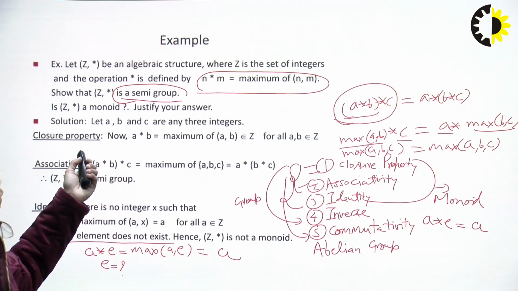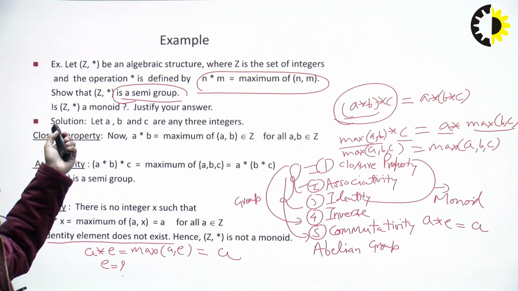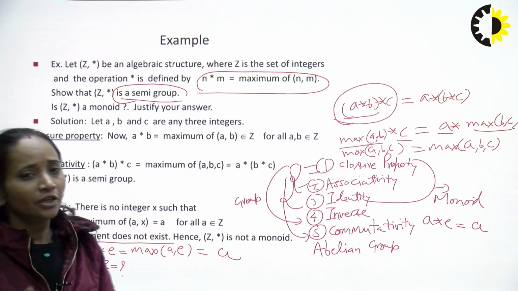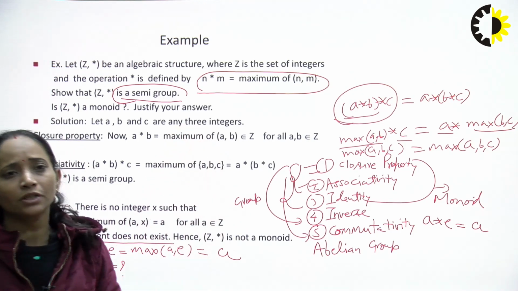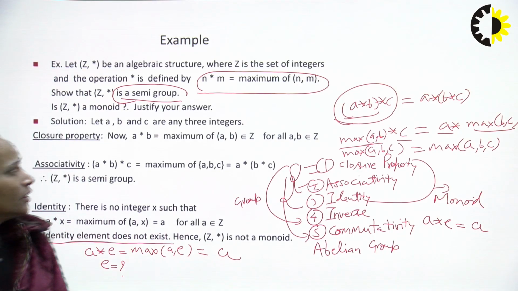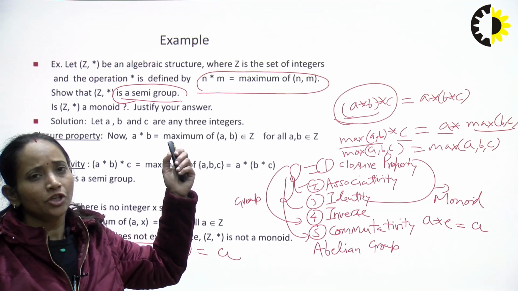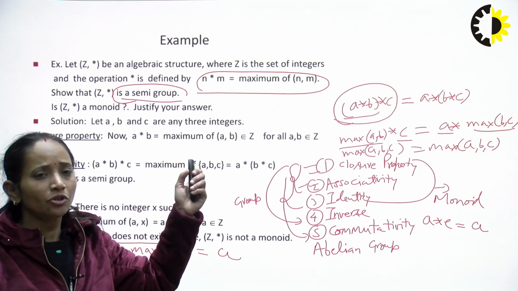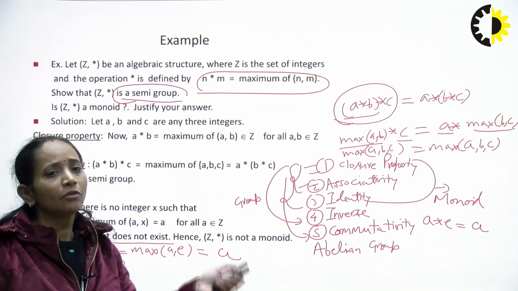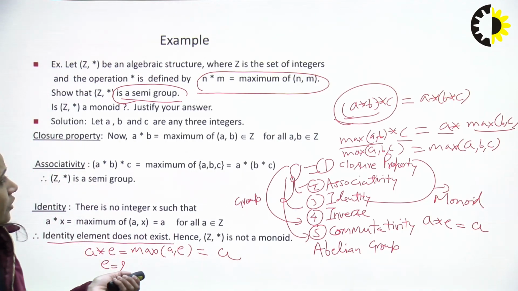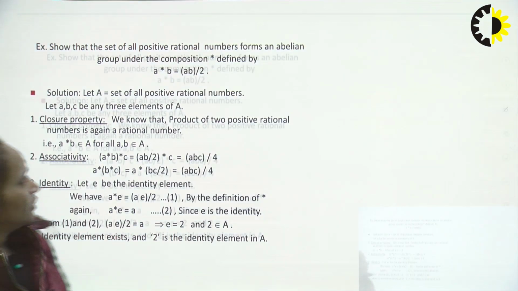So what is the question? Z is the set of integers with the operation multiplication. Check. This is the equation given, N cross M is equal to maximum of N comma M. What we have to check is whether it is a semi group, whether it is a monoid. So it is a semi group, but it is not a monoid. This is the answer. Now coming to the next question.